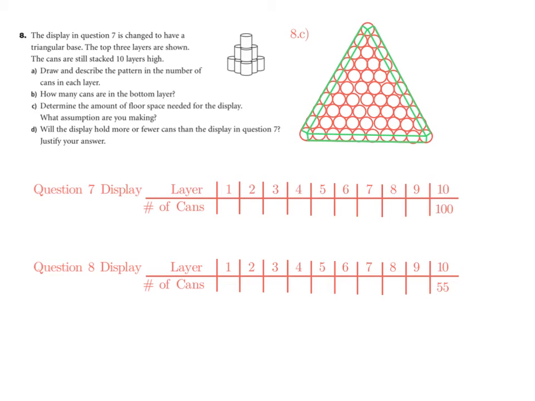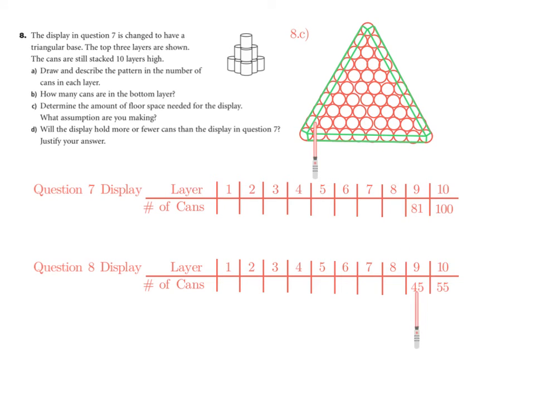But each layer is the same number on this base as the layer before. So it's the second last layer, and the other one had 9 cans across and 9 cans up. This one has 9, 8, 7, 6, 5, 4.